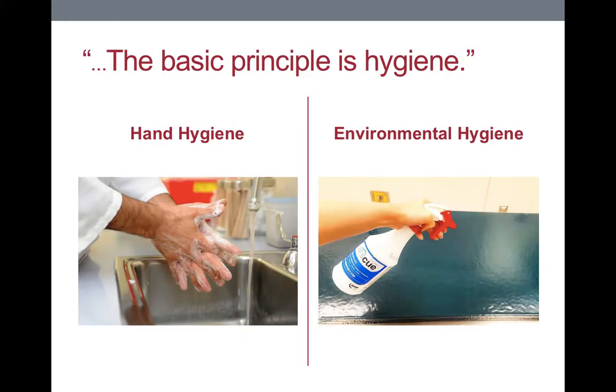What infection control measures can you take in your hospital to interrupt the chain of infection? Well, as the World Health Organization describes in their definition, hygiene is the basic principle of infection control. In a veterinary hospital setting, two critical hygiene strategies are hand hygiene and environmental hygiene.